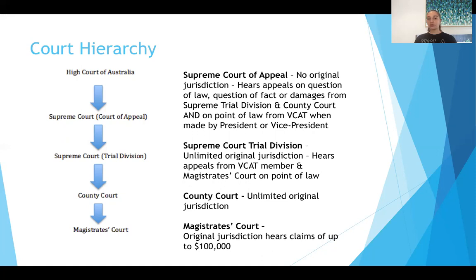The Supreme Court Trial Division also hears appeals on a point of law from VCAT when it is heard by a member or senior member, and also appeals from the Magistrates Court on a point of law. The Supreme Court Court of Appeal has no original jurisdiction. However, it hears appeals on question of law, question of fact, and damages from the Supreme Court Trial Division and the County Court, and on a point of law from VCAT when the decision is made by a president or vice president.